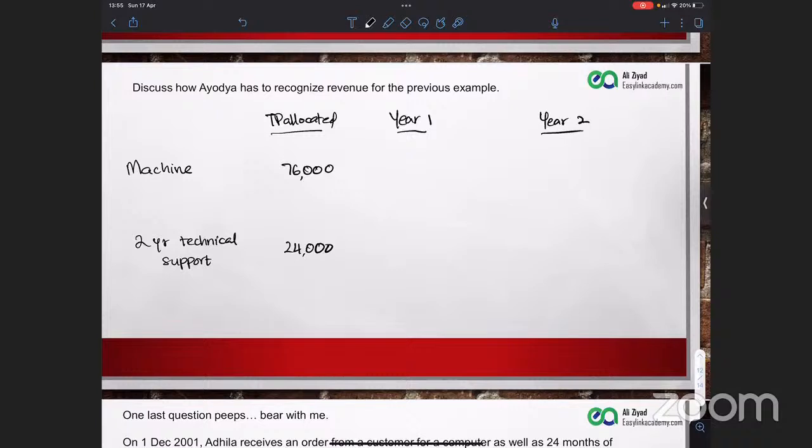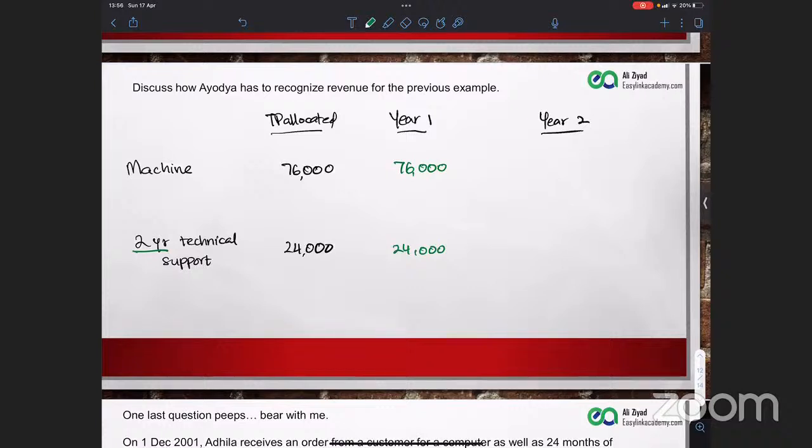Now, can Ayodhya record in the income statement of year 1 this entire 76,000? Yes, sir. Can she record this entire 24,000 for technical support in the first year? No, sir. What does she have to do? This is provided over time. So only 1 year should be prorated and recorded in year 1, and the remainder will be recorded in year 2. Is that clear to all of you? Yes, sir.